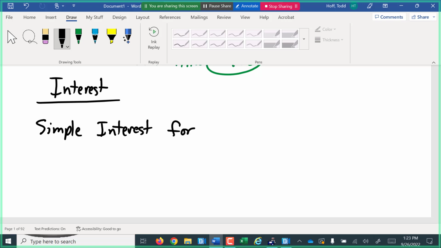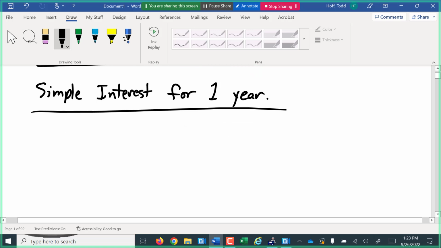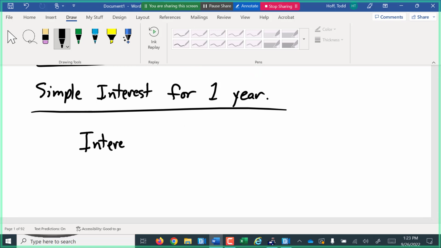for 1 year. And the formula for simple interest for 1 year is just a rate-based formula. The amount of interest is equal to the principal. So the principal is just the starting amount of money times the rate.